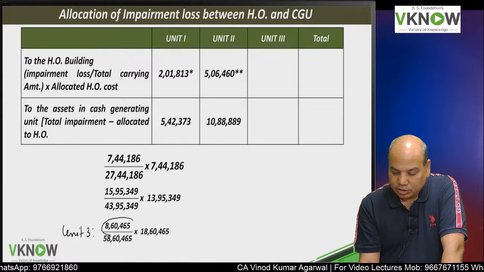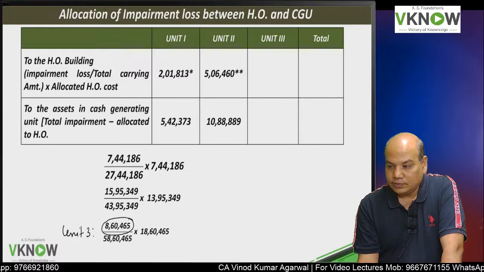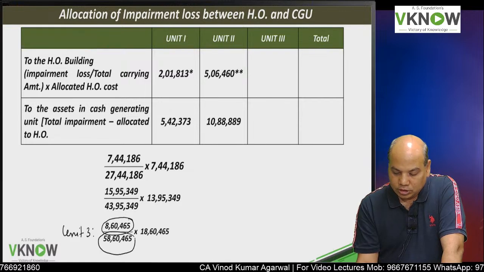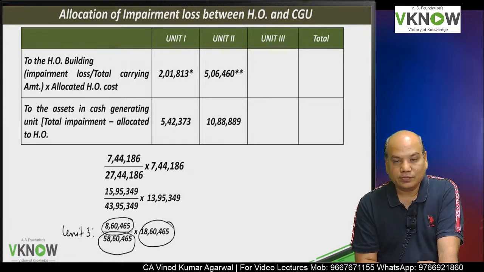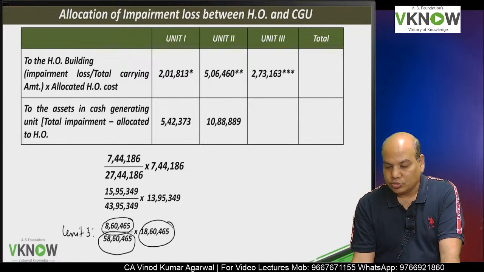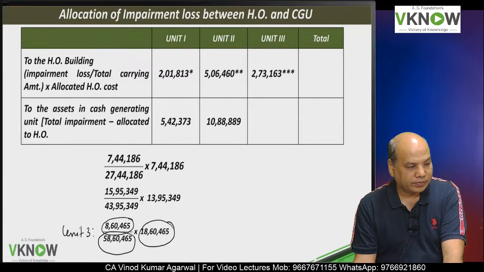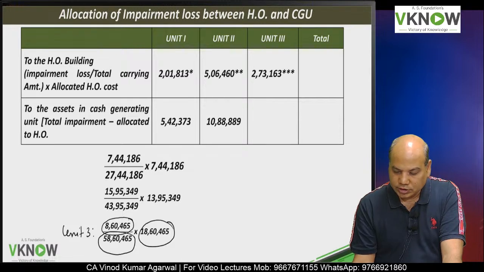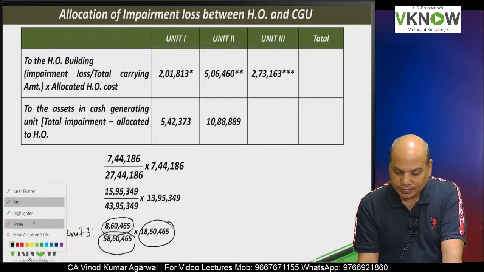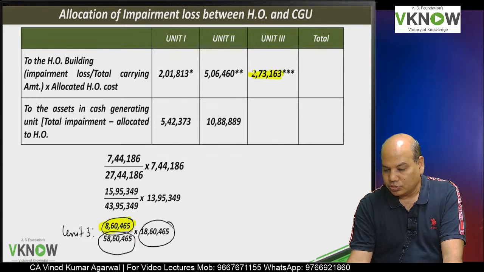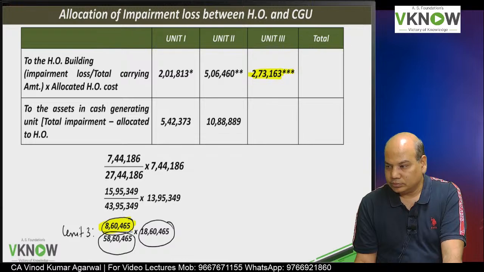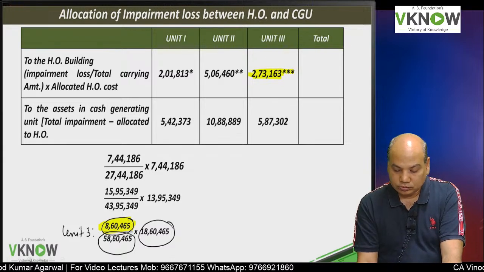Calculate impairment loss. 860,465 divided by total 5,860,465, multiplied by 860,465. So this comes to 273,163. Now take 860,465 minus 273,163, and that is 587,302.